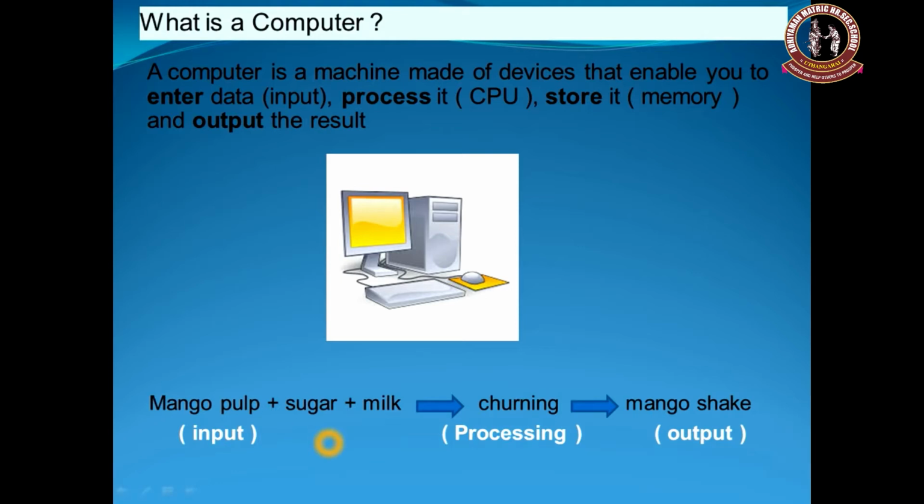Let me give you a very basic definition. For example, if you want to make a mango shake, you need mango pulp, sugar, milk, then a churning machine or mixer which will output the mango shake. In this case, mango pulp, sugar and milk act like an input for a computer, and the churning machine will act as a processing device, and the mango shake is the output in terms of a computer.